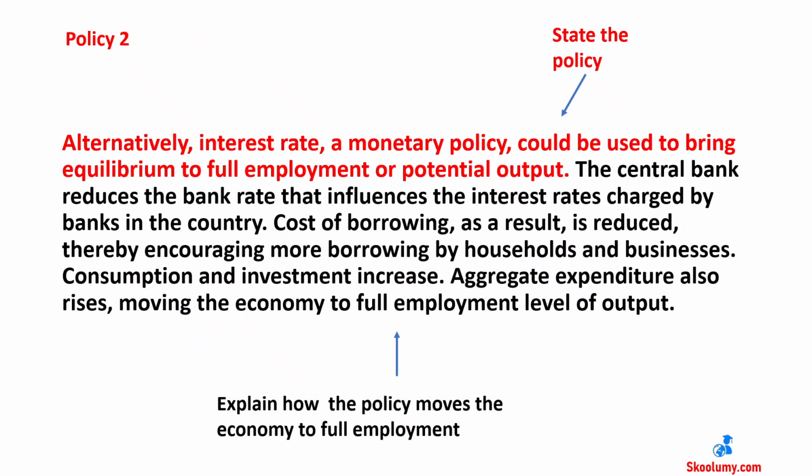Policy 2 is analyzed as follows. Alternatively, interest rate, a monetary policy, could be used to bring equilibrium to full employment or potential output. The central bank reduces the bank rate that influences the interest rates charged by banks in the country. Cost of borrowing, as a result, is reduced, thereby encouraging more borrowing by households and businesses. Consumption and investment increase. Aggregate expenditure also rises, moving the economy to full employment level of output.